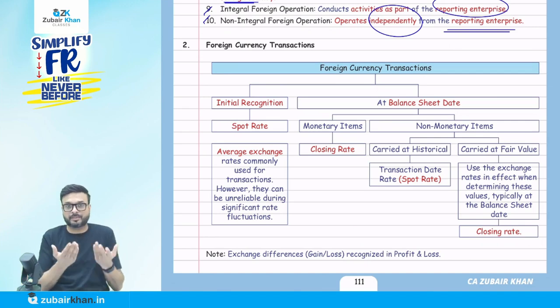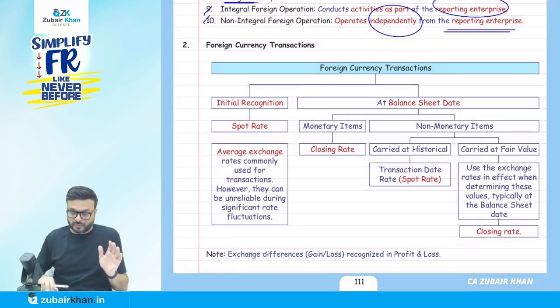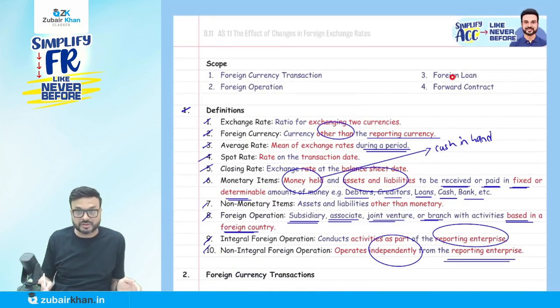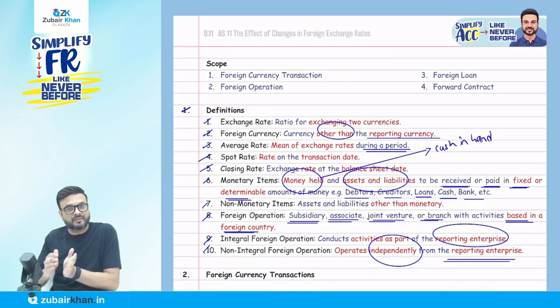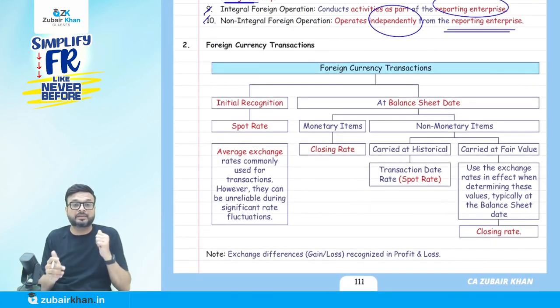And then here, for example, you import goods or export the goods, or you purchase some property, plant, and equipment. So these are the foreign currency transactions here. Now, this loan is also a foreign currency transaction, a foreign loan, but the treatment is different, so I will keep it separately.